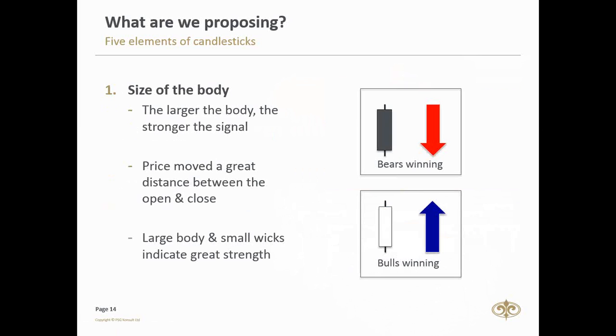So the size of the body. Okay, the rule of thumb is that the larger the body, the stronger the signal it provides. That's number 1. And number 2, a large body indicates that the price has moved a great distance between the opening price and the closing price of that candle. A large body and small wicks indicates great strength. So in this scenario, I can quickly highlight: that's the opening price at the top there, and that's where we close. So the bears were winning on that particular day. That's where we open, and that's where we close. That's where the bulls were winning. So the larger the body and the smaller the wicks, the greater the strength. So that's number 1, the size of the body is important.